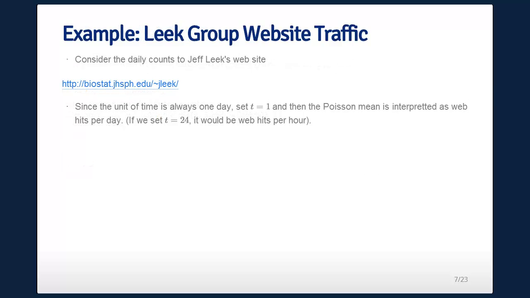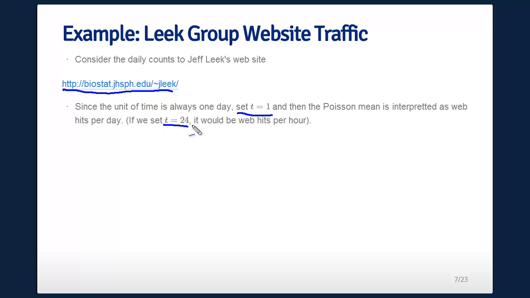All right, so let's investigate Jeff Leek's website, because Jeff Leek's website is blowing up. Consider the daily counts to his website. Here's his website. You can all go to it and increase his number of hits. In every instance, the unit of time is always 1 day, so we're setting t equal to 1 day. The Poisson mean is interpreted as web hits per day.